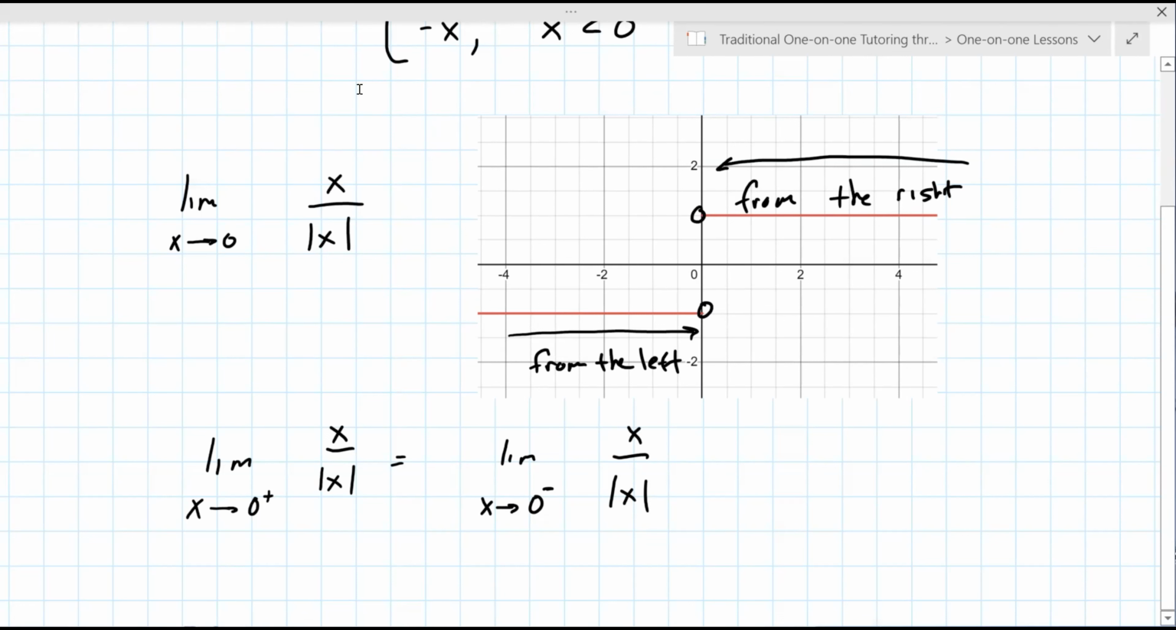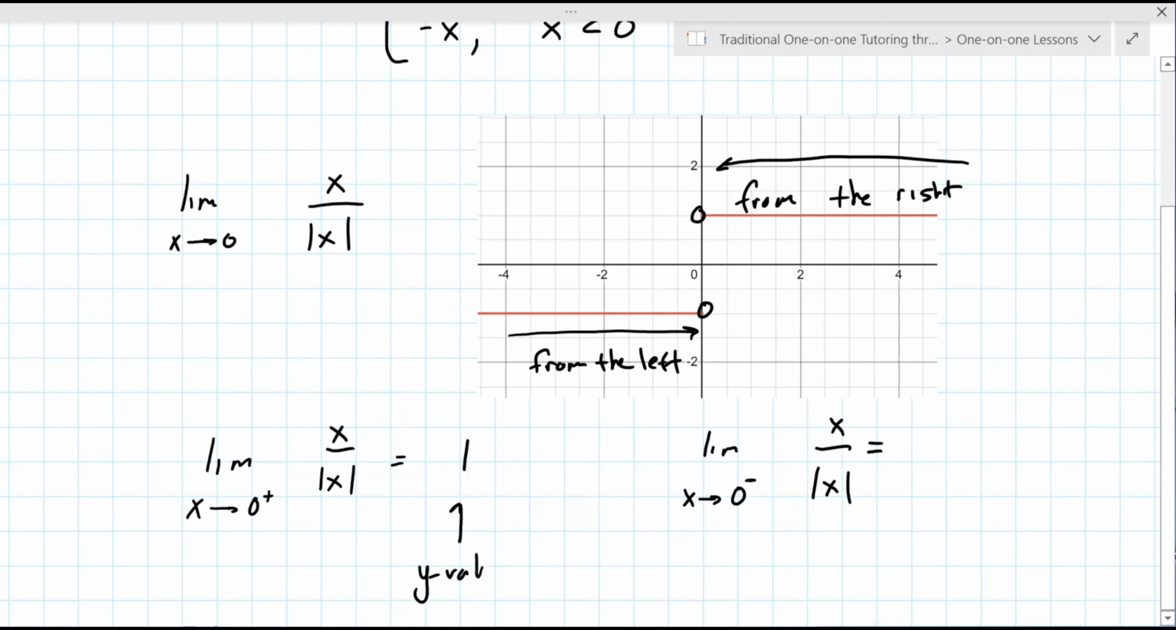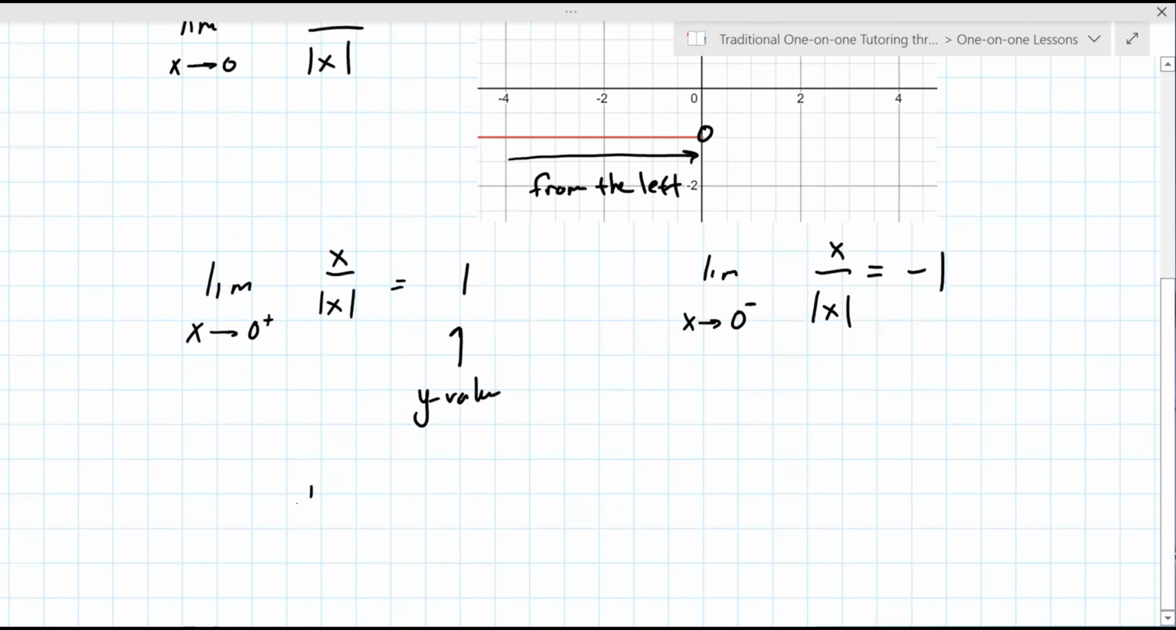And we'll get to how to do this algebraically, but just looking at the graph, the limit as x approaches 0 from the right, the positive meaning from the right, approaches the y value of 1. The limit is always the y value. Okay. And then from the left, that's the negative, it approaches -1. And the problem is that these numbers are not the same. Okay. And since they're not the same, the limit does not exist. Gotcha.